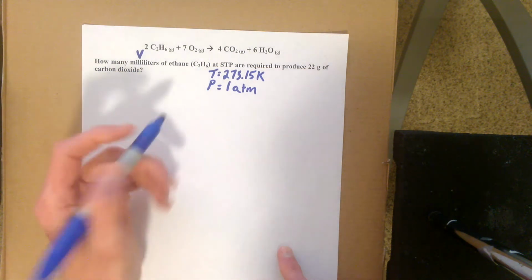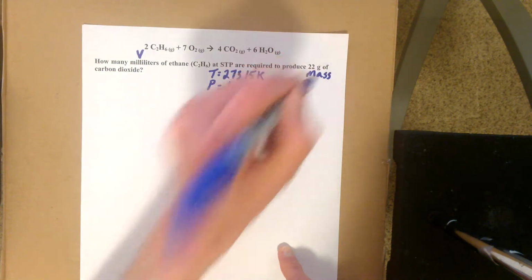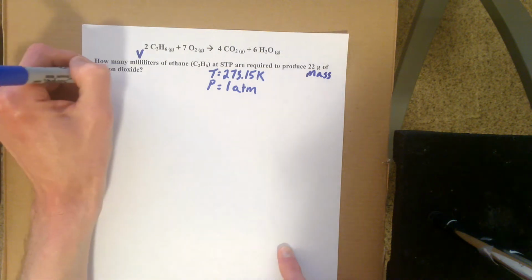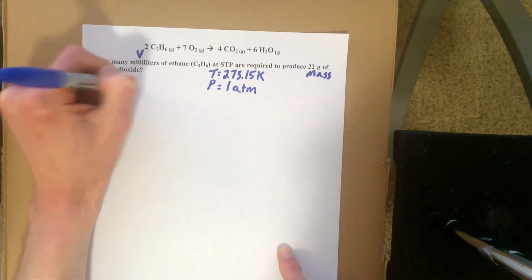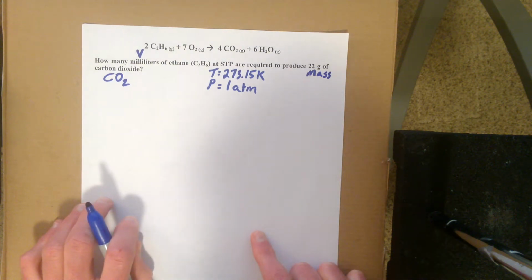Are required to produce 22 grams. That is a mass. Don't get that confused with moles. That's a mass of carbon dioxide, and carbon dioxide is CO2. So we've got everything labeled now, and we are looking for volume.